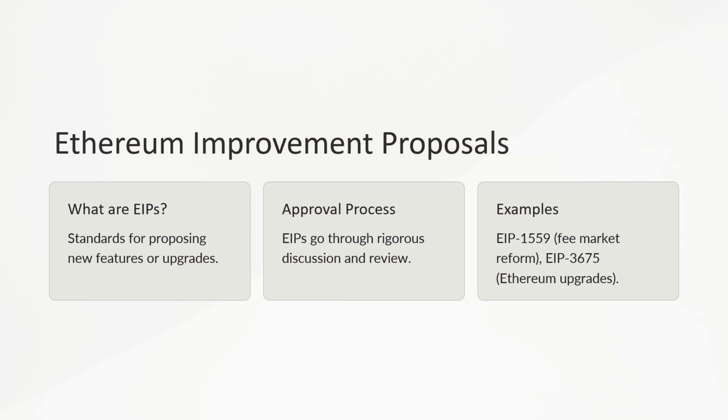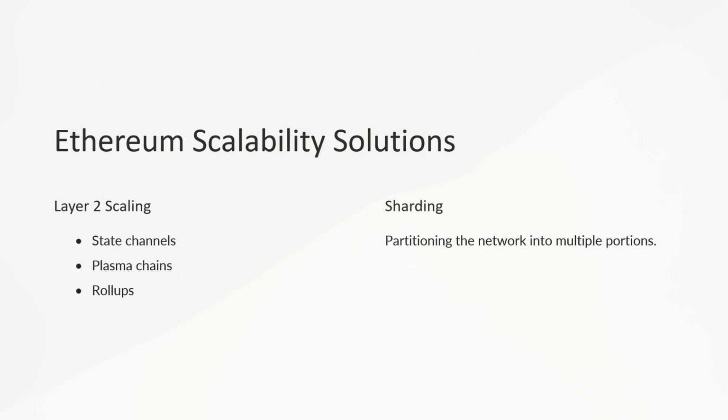Ethereum Improvement Proposals, or EIPs, are standards that propose new features, improvements, or modifications to Ethereum. They go through rigorous discussion and review before being approved. Some notable EIPs include EIP 1559, which introduces a fee market reform that significantly changes the way transaction fees are managed, aiming to make fees more predictable. EIP 3675 proposes significant upgrades to Ethereum, facilitating the shift towards the proof-of-stake consensus mechanism.